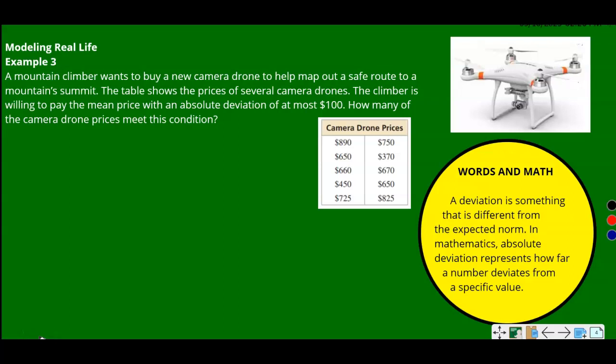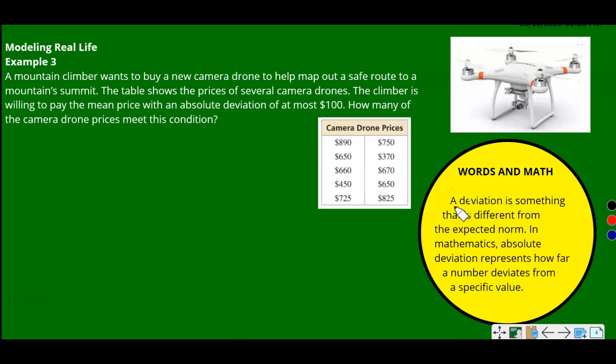We are continuing solving absolute value inequalities. We're going to look at a real life example. Before we look at the example, anytime it says words and math, this can help you understand the problem. So go ahead and take time to look at this.